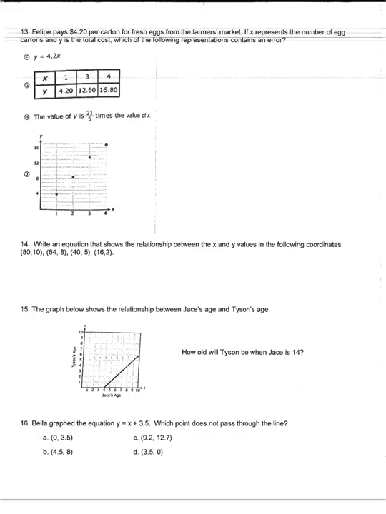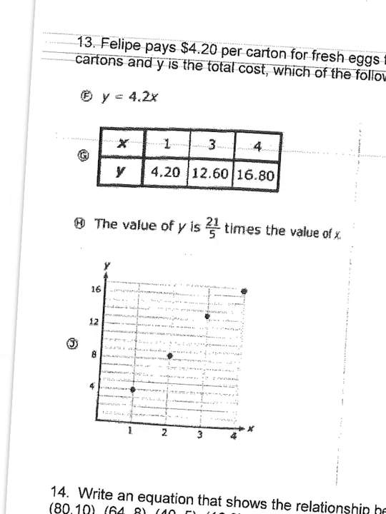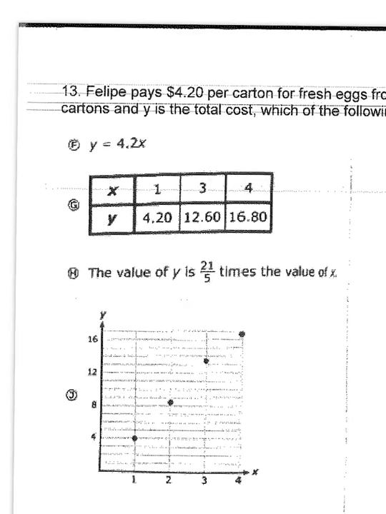Next page. Felipe pays $4.20 per carton for fresh eggs, and it says if X represents the number of egg cartons and Y is the cost, one of these following representations is wrong. So let's see. The first one says Y equals 4.2 times X. Okay, 420 can be written as 4.2, so that's looking okay. And then let's look at the table.